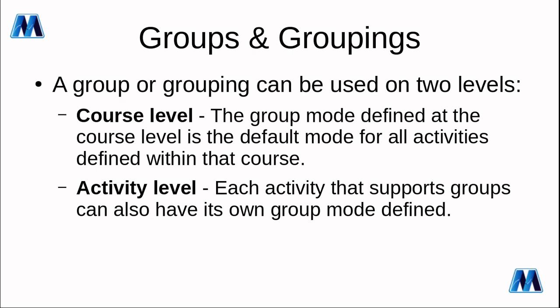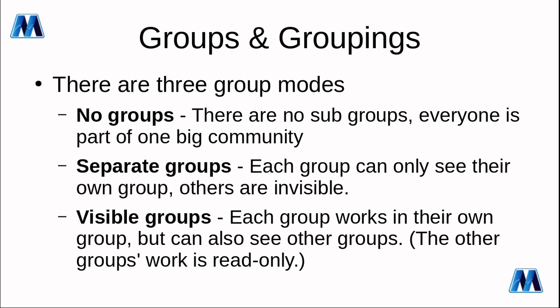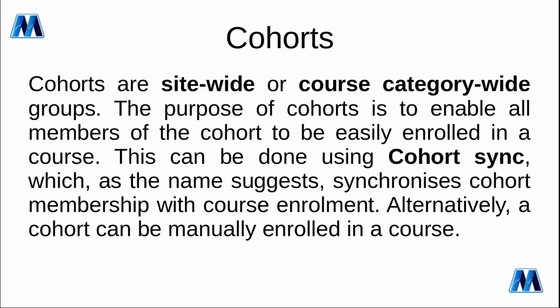And then at activity level, the grouping functionality is only activated for that particular activity, and it could be separate from the course level groups defined. There are three kinds of group modes. There's no groups, so everybody is part of one big community in the course. Then you have separate groups, where each group can only see their own group. They won't even know the others exist. And then you have visible groups, which are groups that can see other groups but only work in their own group, and the other groups' work is read only.